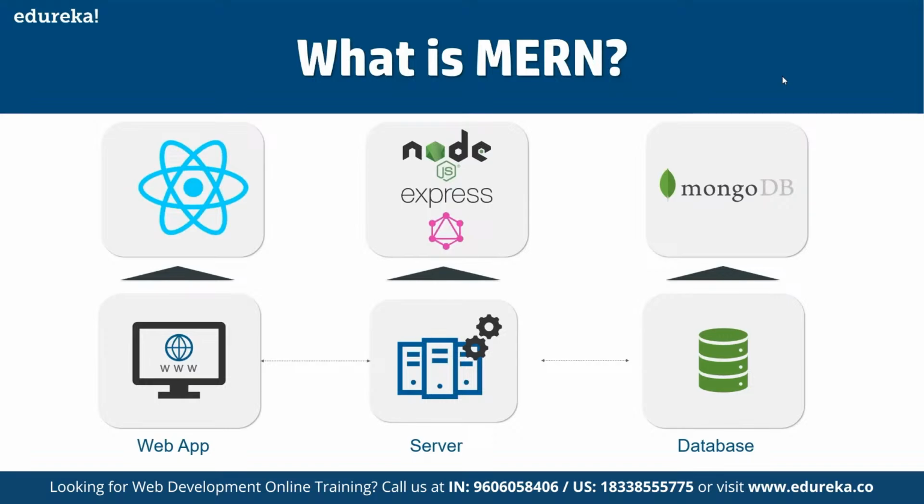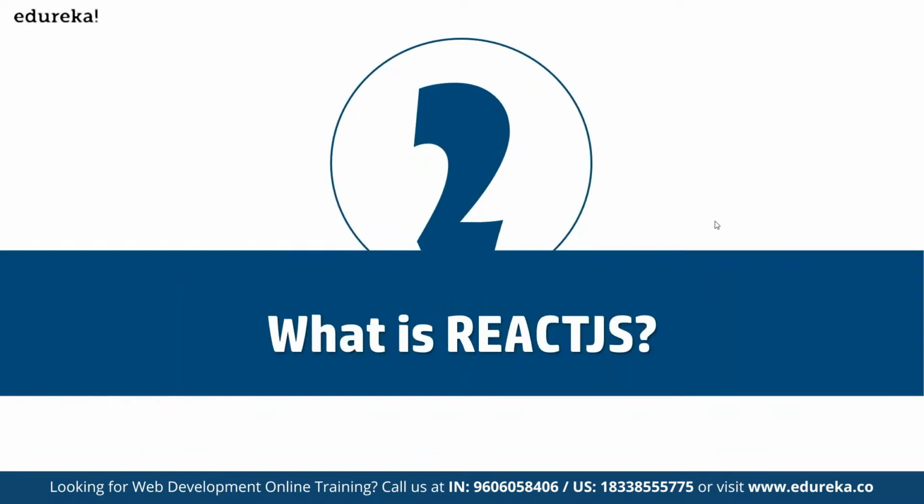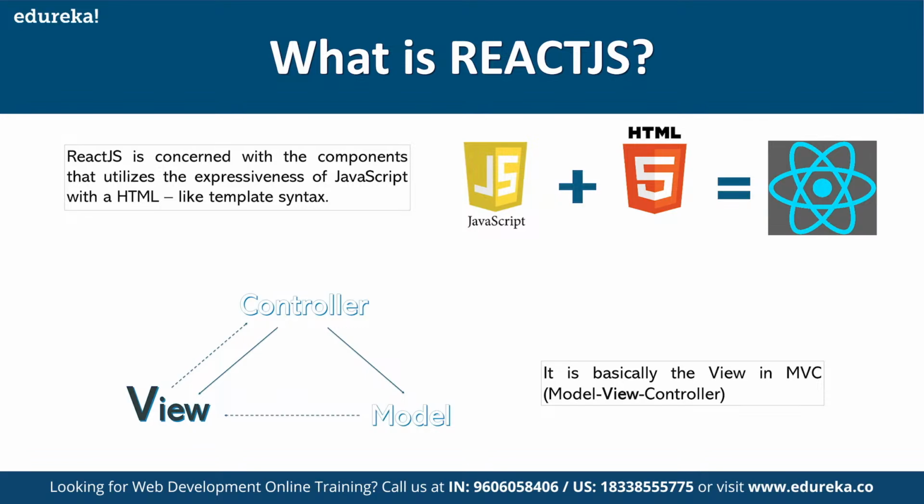First of all, let's discuss the individual components. What exactly is React.js? React.js is concerned with components that utilize the expressiveness of JavaScript with an HTML-like template syntax. Basically, it is based on the view in the MVC structure, as in model view controller. This is going to be the front face of the application that the users are going to interact with. Any changes that we want the users to see, we have to update the view, and that's how it is going to get updated in the browser so that the users can interact with it.